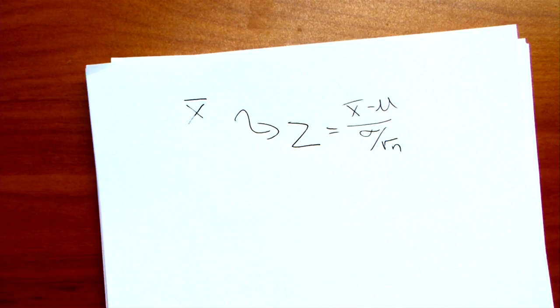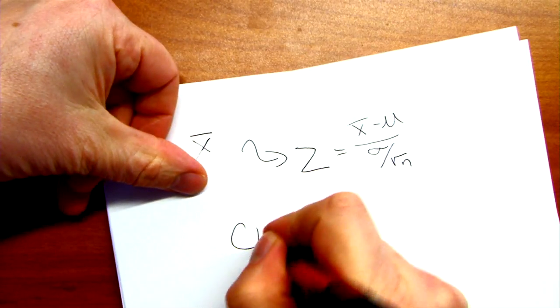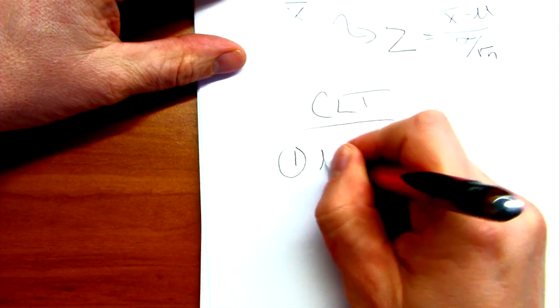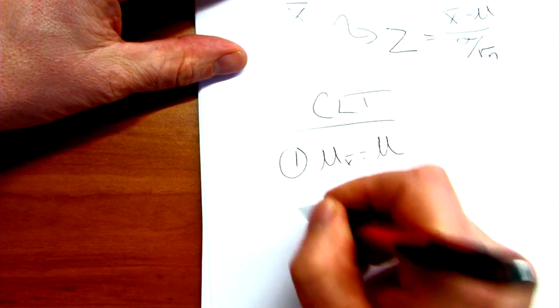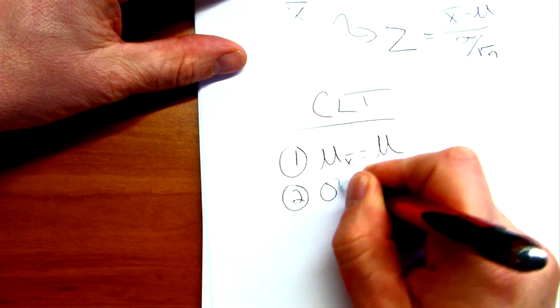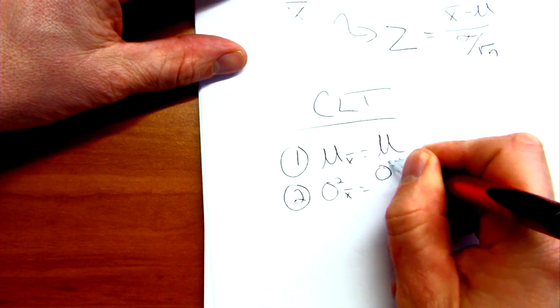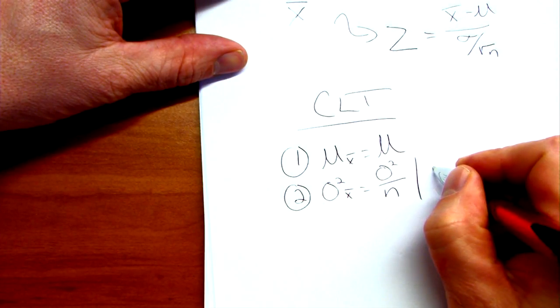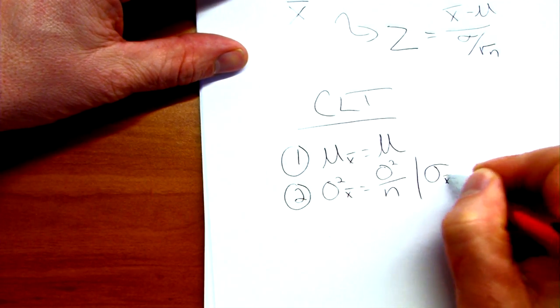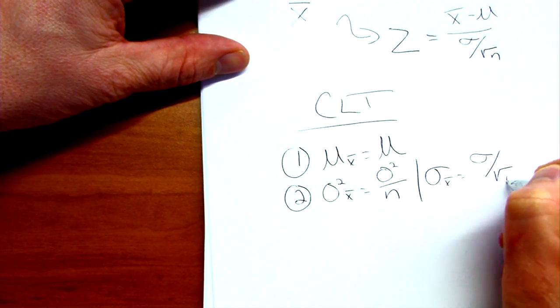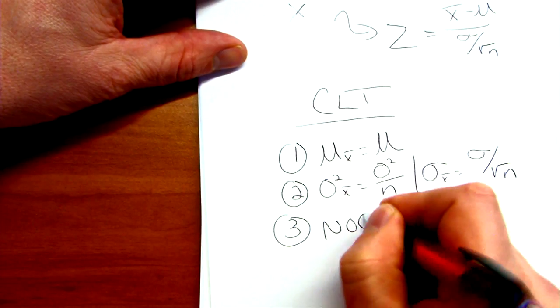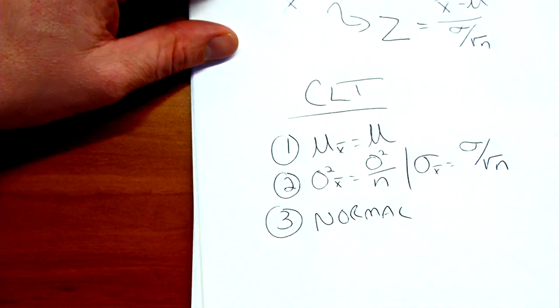Just to review, it was the central limit theorem, and the CLT has three components. The first one is that the mean stays the same. The second one is that the variance of the sampling distribution is equal to the original variance divided by n, or, because these two things are related, the standard deviation is equal to the original standard deviation divided by the square root of n. And the third thing is that if I sample enough, the distribution becomes normal.